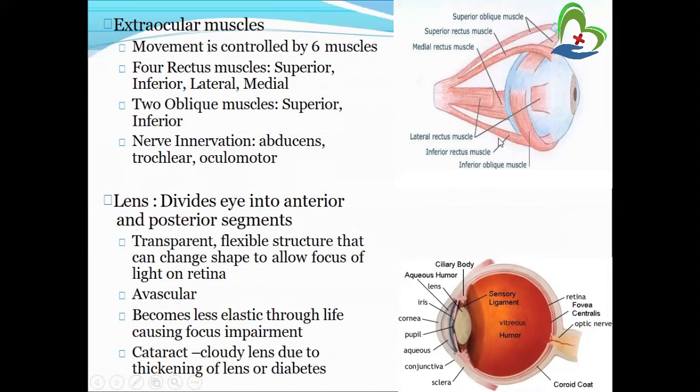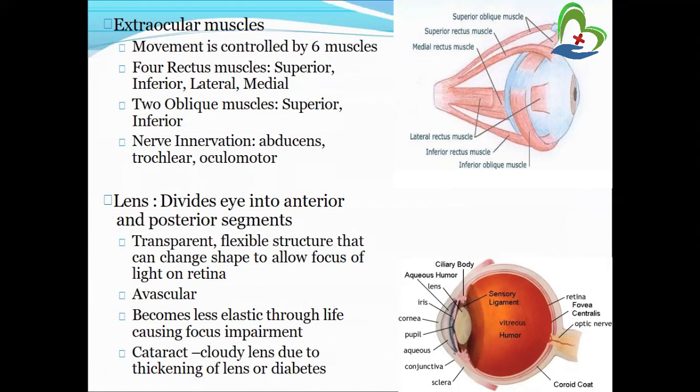These 6 muscles control our eye movement and are known as the extraocular muscles: 4 rectus muscles, both superior and both inferior, and 2 oblique muscles, superior and inferior oblique. And now innervation: the abducens nerve, trochlear, and oculomotor. So three nerves innervate these muscles.